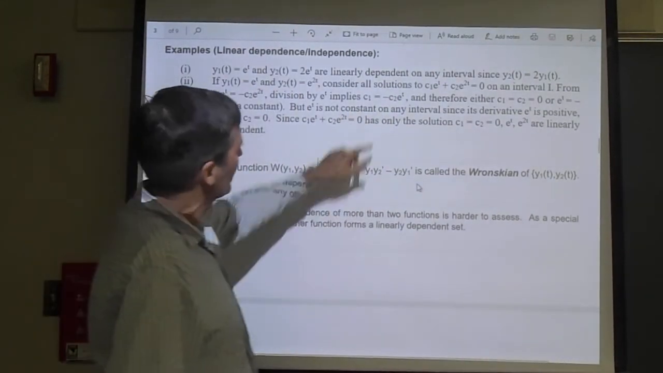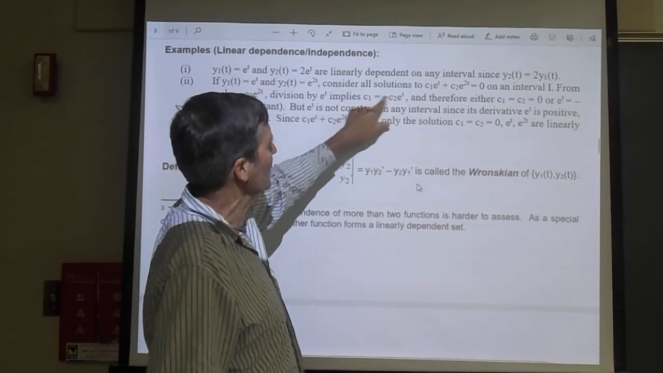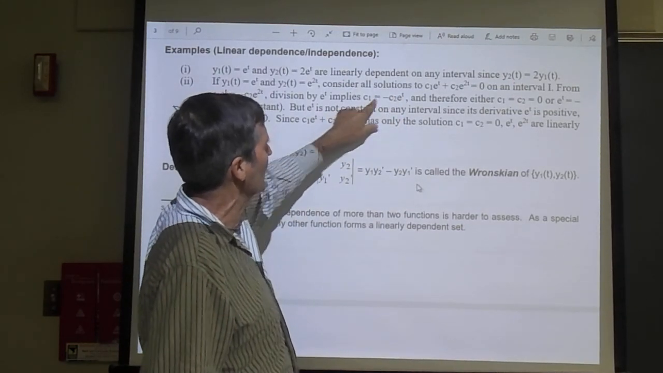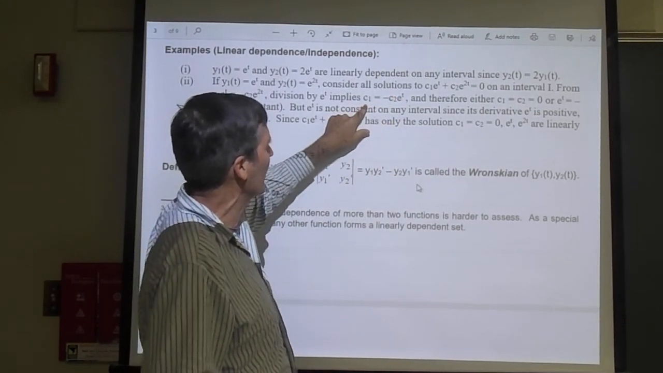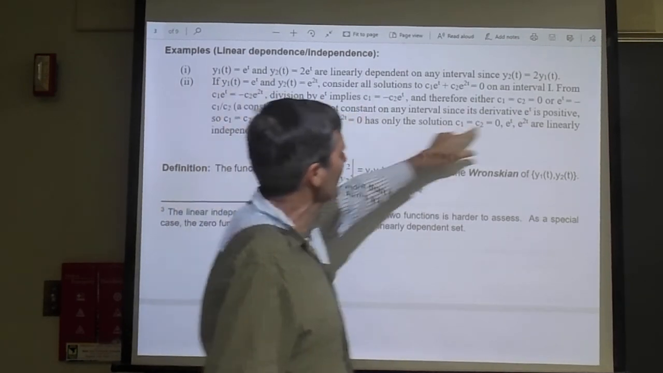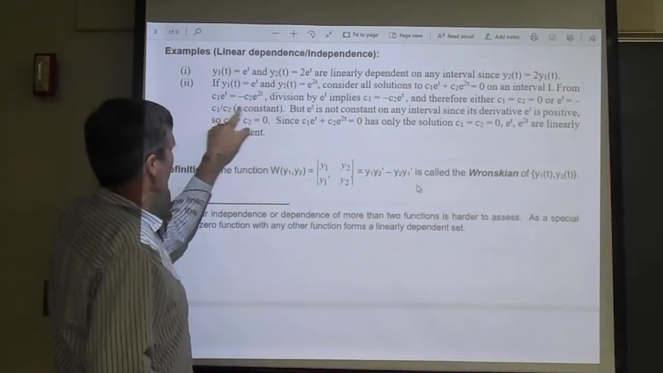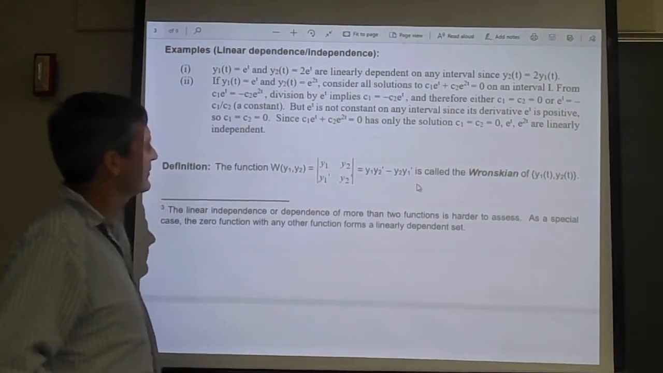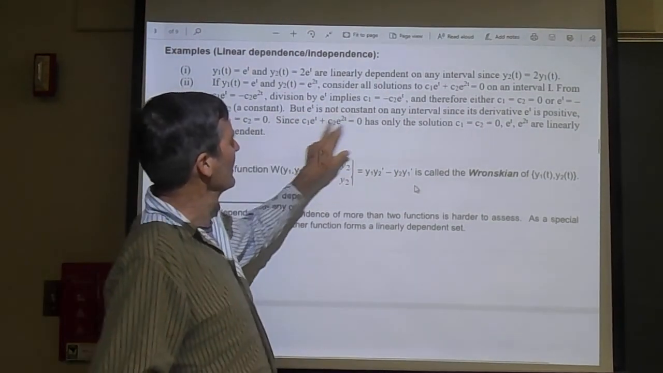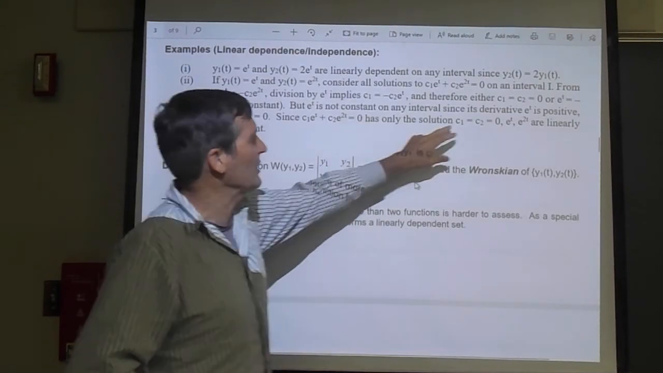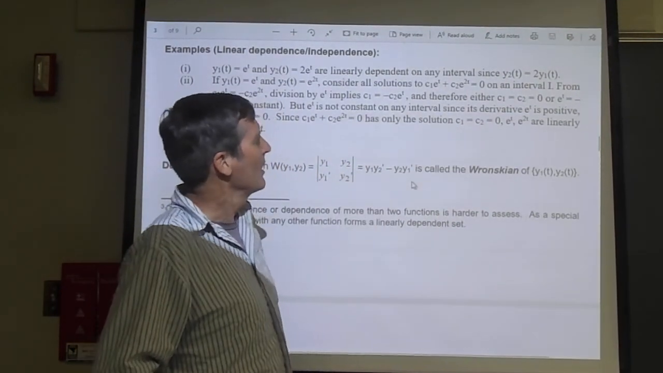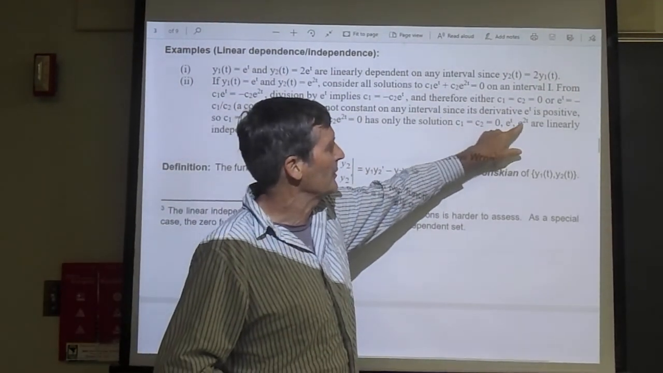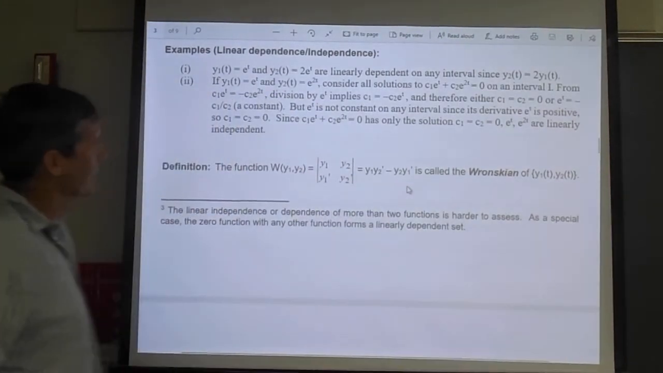Or you could write it equivalently that in order for this to be 0, with c1 and c2 not both 0, you divide by minus c2, and that says that e to the t is minus c1 over c2, a constant, not true, right? So this equals 0 has only the solution c1 equals c2 equals 0. Therefore, e to the t and e to the 2t are linearly independent.